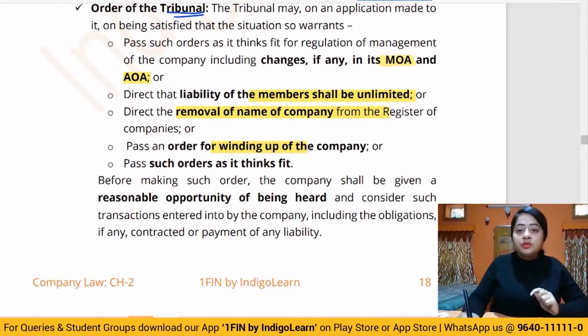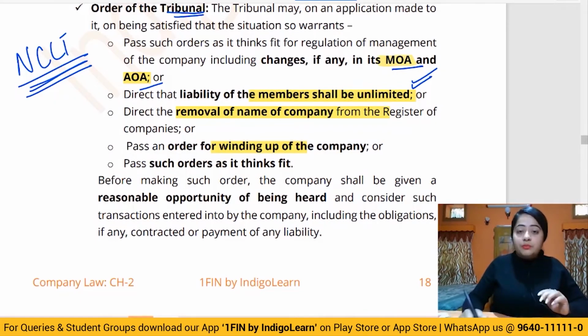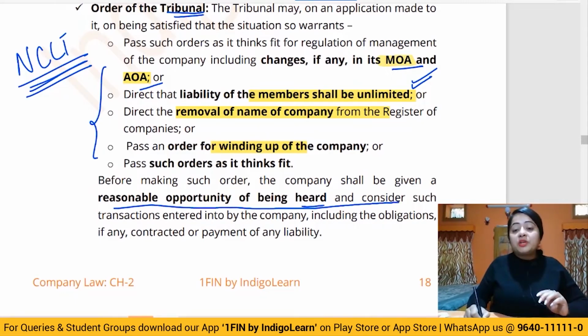Here, by tribunal we are talking about NCLT, which is the National Company Law Tribunal. If the NCLT gets an application that the company has submitted wrongful details at the time of incorporation, then the NCLT can ask the company to change the memorandum or articles, or the company's members' liabilities can be made unlimited, or the company's name may be removed, or the company may be wound up. Before doing any of these things, a reasonable opportunity is given to the company to be heard. So basically, the company will be given a chance to explain or rectify themselves, right?